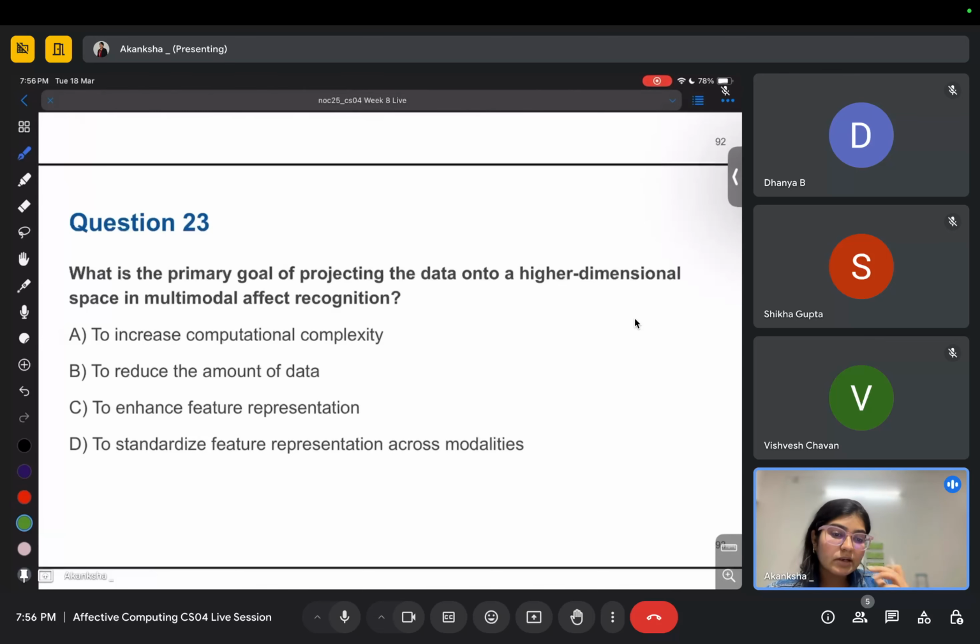To enhance feature representation, this is the correct answer. We'll see how. And to standardize feature representations: different modalities carry different information, so we cannot just expect everything to be on the same page. We need to take care of synchronization and normalization, but we cannot standardize everything. So the better answer would be to enhance feature representation.